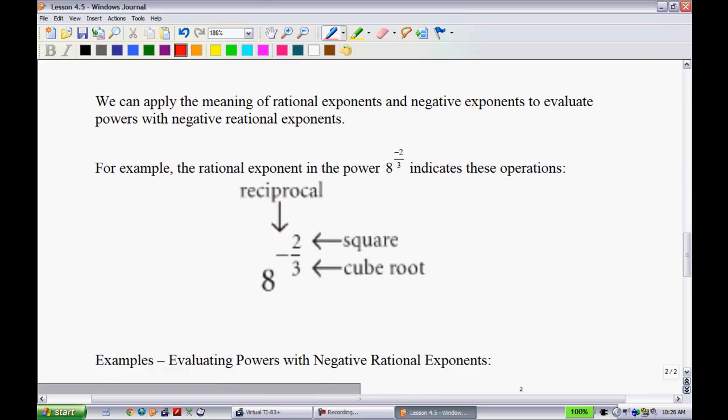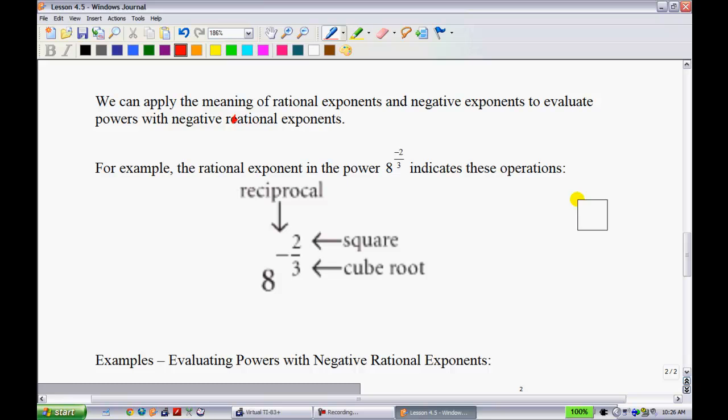So on this next page, the note we have is we can apply the meaning of rational exponents and negative exponents to evaluate powers with negative rational exponents. There's a little typo right here. All right. So what we're going to start looking at is what happens now. Like on the previous page, I would just take -8 and I was raising it to a power, let's say, -3. Well, now I'm going to kick it up a notch. We're going to make that raised to a power of a negative fraction.